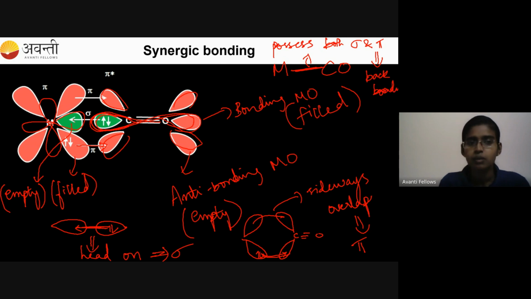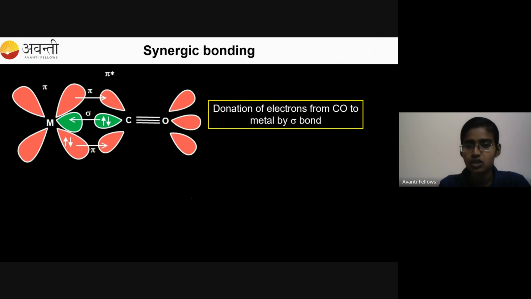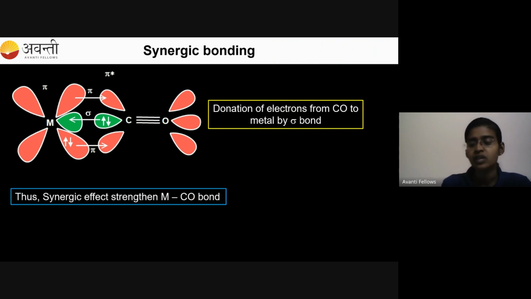So the metal is also donating; on the other side, the ligand is also donating. This is called back bonding. And the sigma and pi character of this particular bond increases the strength of the bond. So the metal-ligand bond is very, very strong. In one case, there is donation of electrons from CO to the metal by a sigma bond, and this metal-ligand bond is very strong.